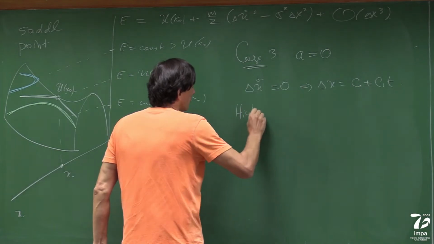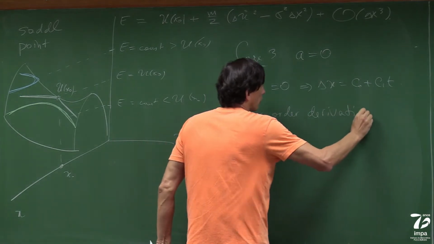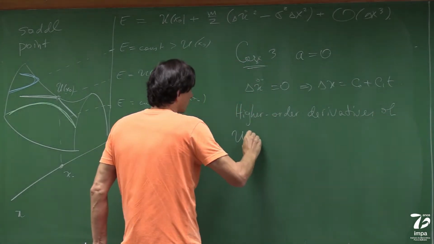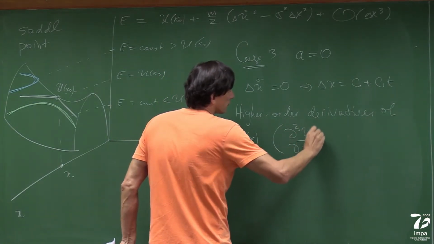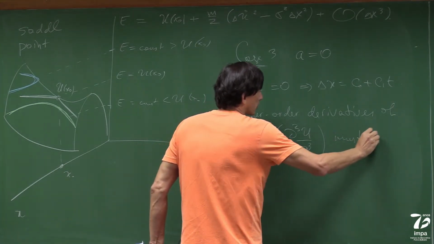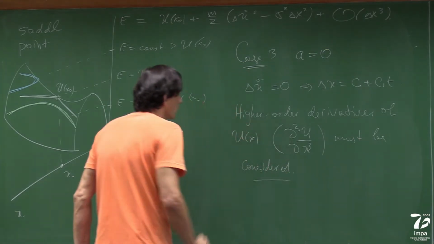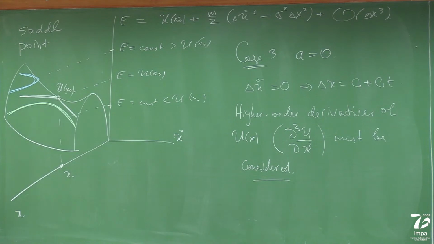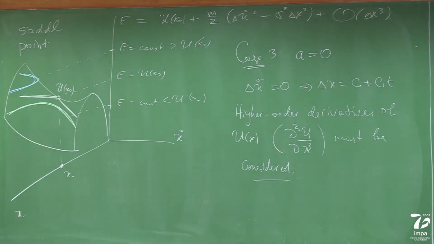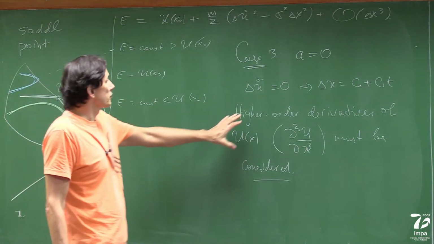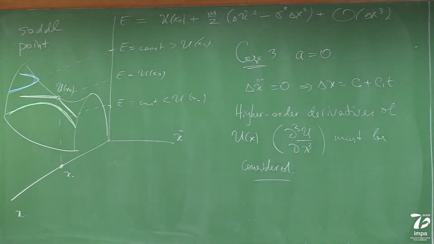Higher order derivatives of the potential, in that case especially the third order derivative, first of all, must be considered. And we will have a more rigorous expression which tells about what happens in this situation. So I will not get deeper. The only comment is that these approximations that we used are not enough to consider A equals 0, because higher order terms now are important.